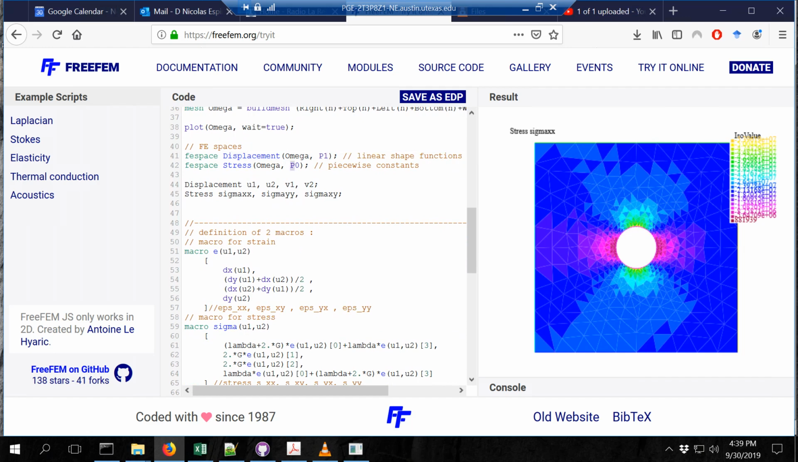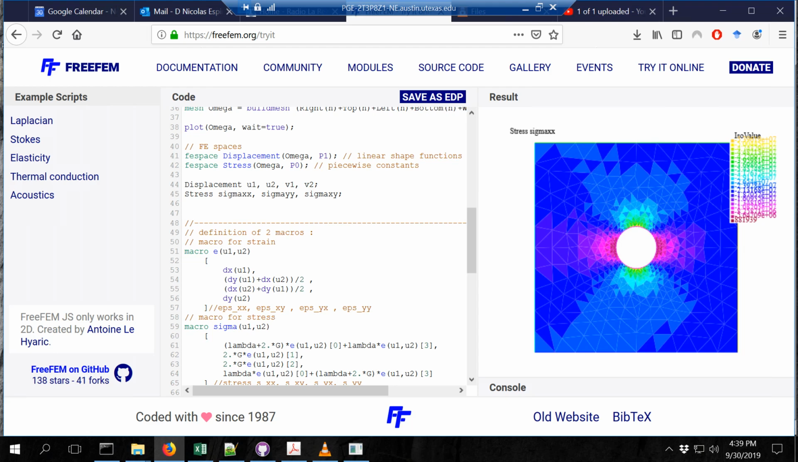And P0 means that for each triangle, as you can see over here, there is just one value of stress. But in each triangle, there are 3 values of displacement. At each corner, there is one displacement, but for the entire triangle, there is just one value of stress.